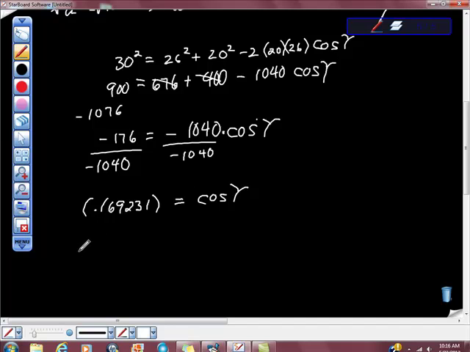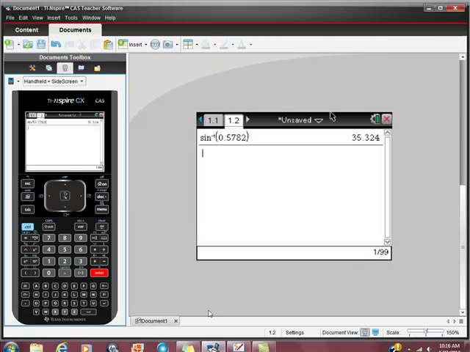The other way to ask that question is to say that gamma would be equal to the inverse cosine, the arc cosine, of this value. Let me show you really quick how to do this. While we're here, let's skip over to our calculator really quickly so I can show you where that is. You can see I was working on some of that stuff over here.